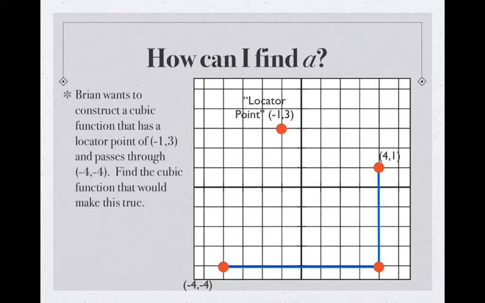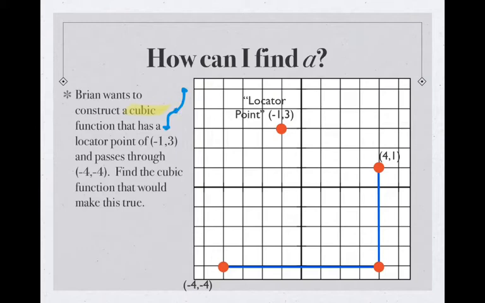So Brian wants to construct a cubic function that has a locator point of -1, 3 and passes through -4, 4. Find the cubic function that would make this true. Now, it's important to notice that for a cubic, the locator point is at 0, 0, or the point of inflection. So you'll have something that looks like this. The locator point will be somewhere in the middle.